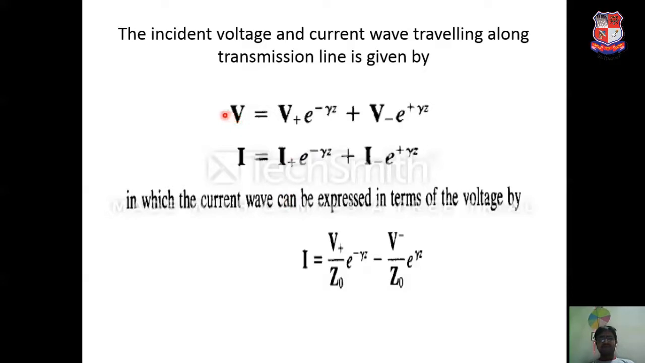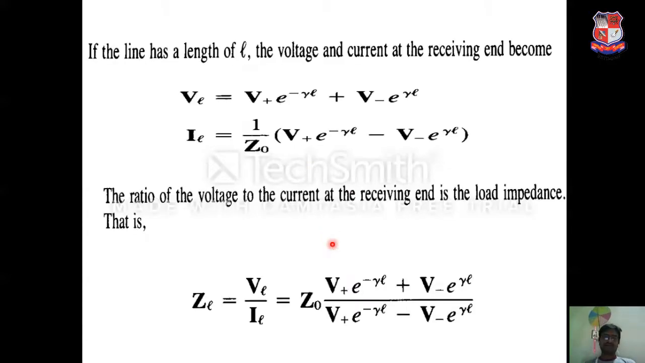Now if I take this equation of voltage and divide it by Z0, then I can write I is equal to V plus upon Z0 into e raised to minus gamma z minus V minus upon Z0 into e raised to plus gamma z. Simply, I have taken V plus and V minus and divided both sides of this equation by Z0, which is the characteristic impedance.